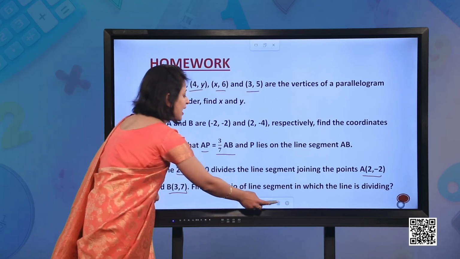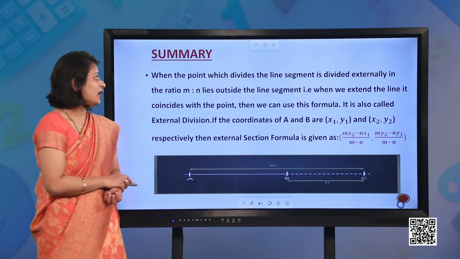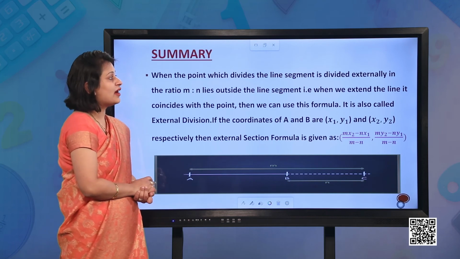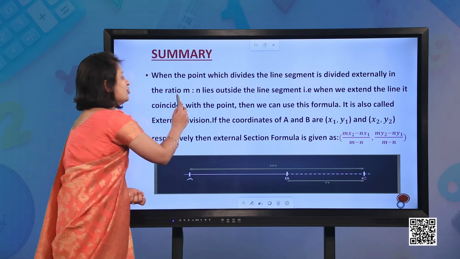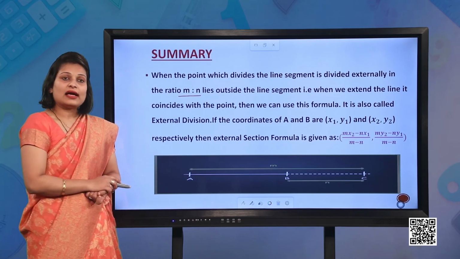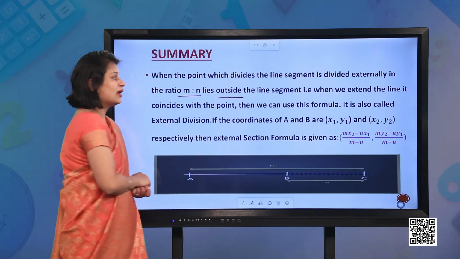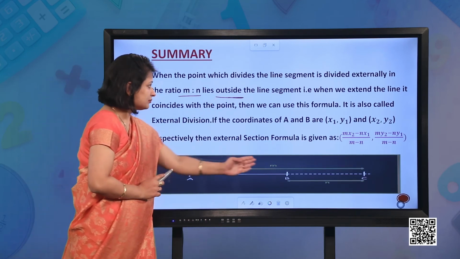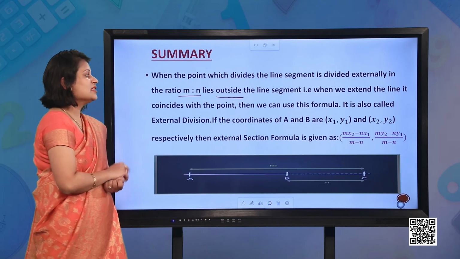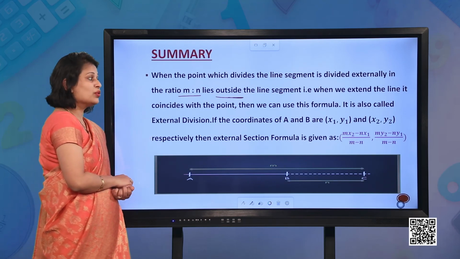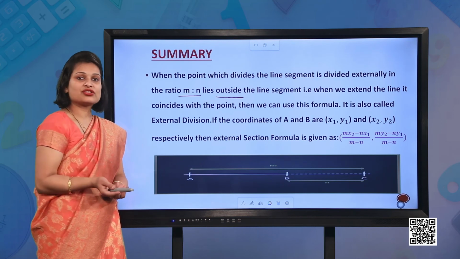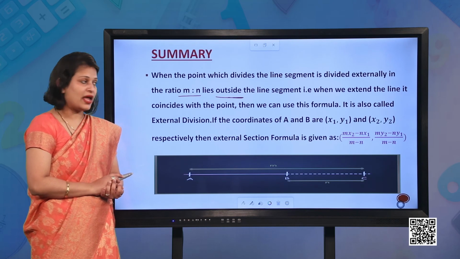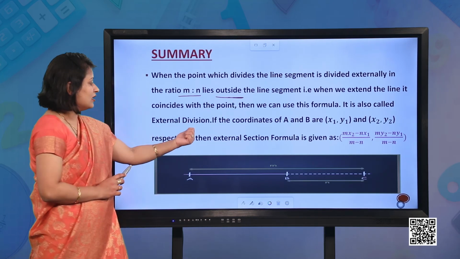Now just quickly recapitulate what we have done today. When the point which divides the line segment externally in the ratio m:n lies outside the line segment, that is, when we extend the line, it coincides with the point, then we can use this formula which is called the section formula, which divides the line segment externally in the ratio m:n. It is also called external division.